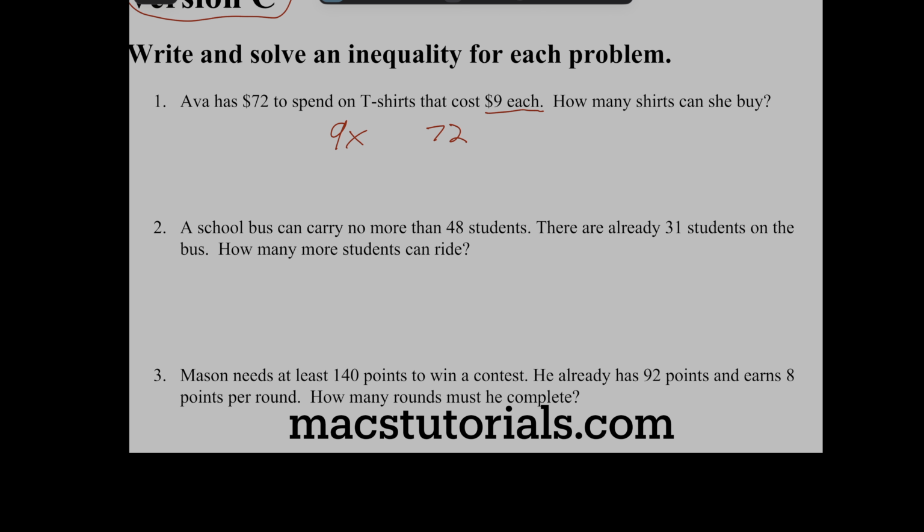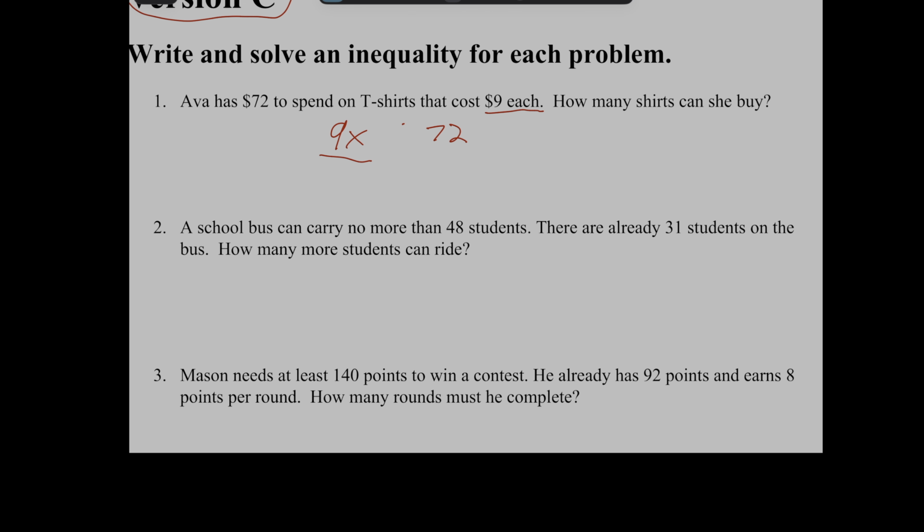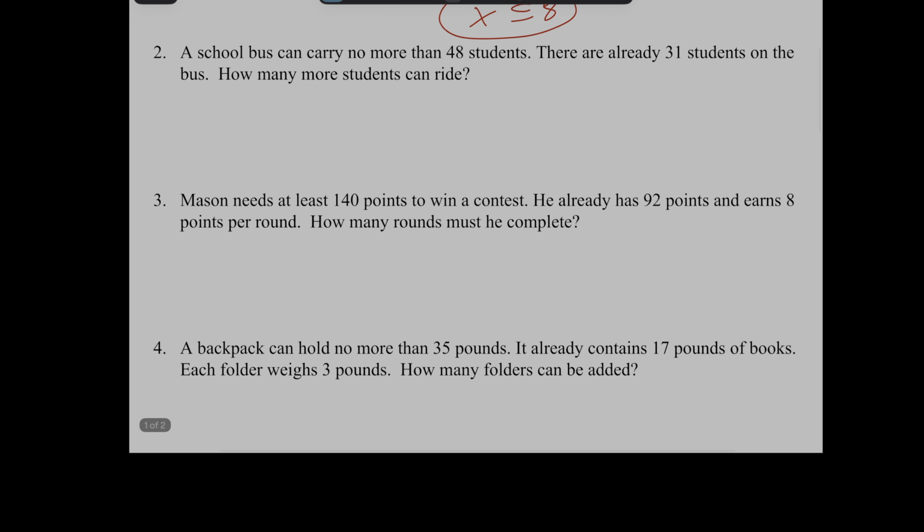So we're just going to write x, and she has $72. Now I've got to figure out what I'm going to write. If she's going to spend all of her money, she's just going to blow it all on t-shirts, we would write an equal sign. But we're just trying to see how many she could buy, at tops. She could do less. She didn't have to spend all of her money on t-shirts. So this 9x needs to be a smaller number, or equal to if she wants to blow it all, to 72. That's how we come up with the less than or equal sign. Once we do our solving, we get x is less than or equal to 8. Okay? Let's go now.